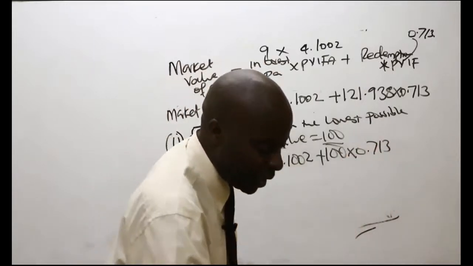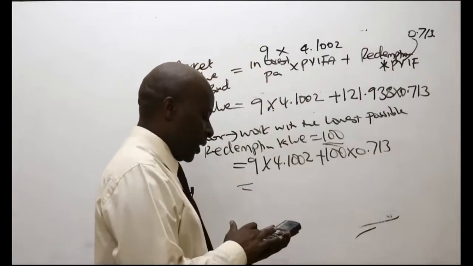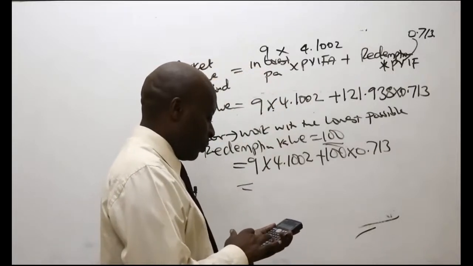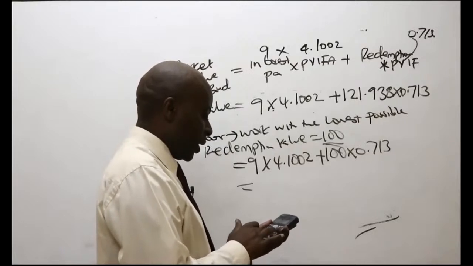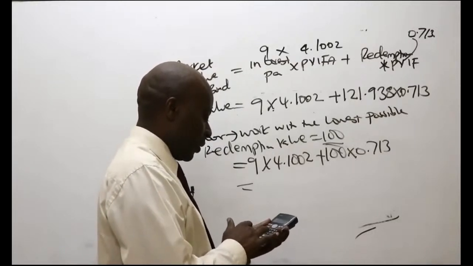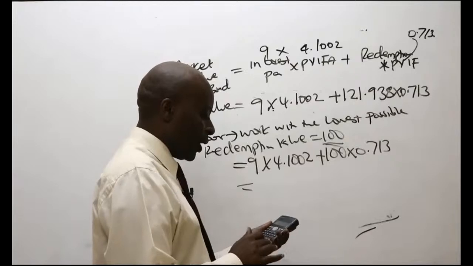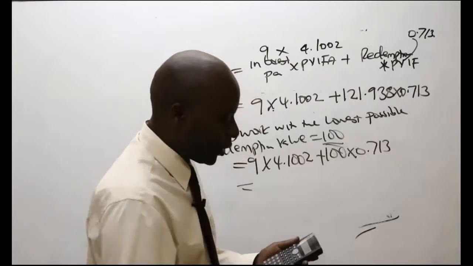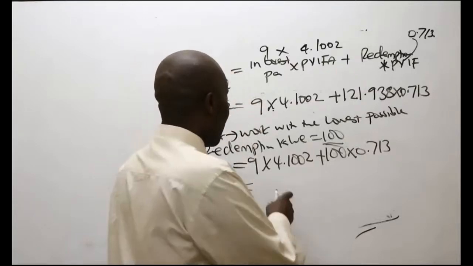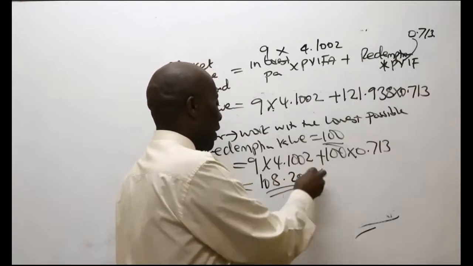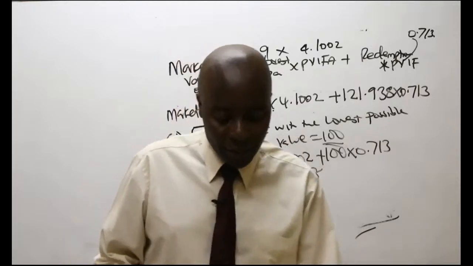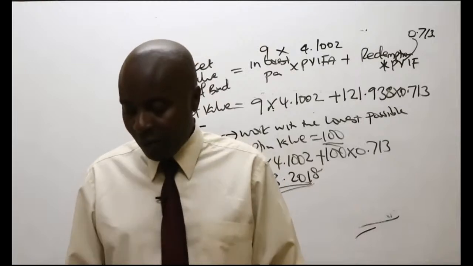So at the end of the day, what do we have there? We have 9 times 4.1002 plus 100 times 0.713. You'll be able to give us 108.2018. That is the floor value.